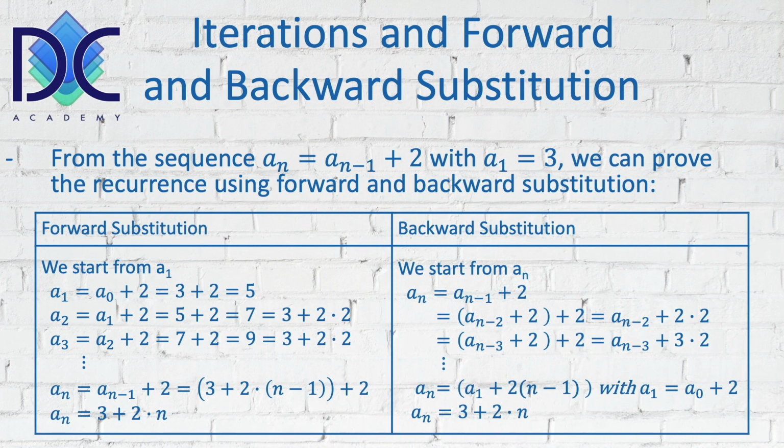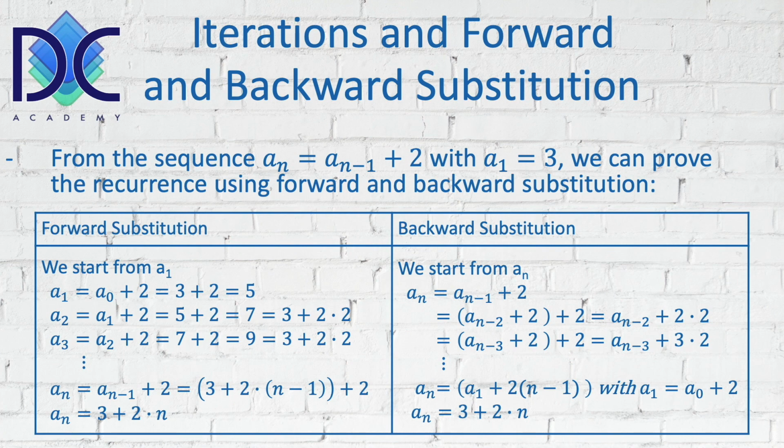Now we can start from the back. From the back we go from a_n. And I can say that a_n is a_(n-1) plus 2. A_(n-1) I can again replace by a_(n-2) plus 2. And I add 2 to find a_n. So I find here a_(n-2) plus 2 times 2. I continue, I replace a_(n-2) by its expression, it's a_(n-3) plus 2. I add 2 again and I find it's a_(n-3) plus 3 times 2.